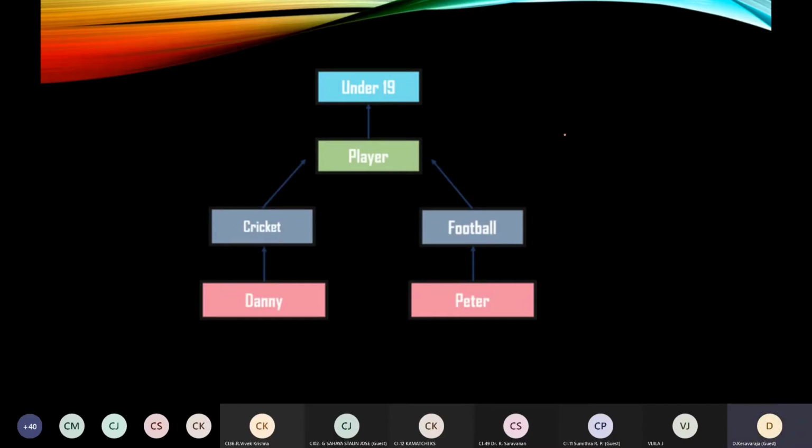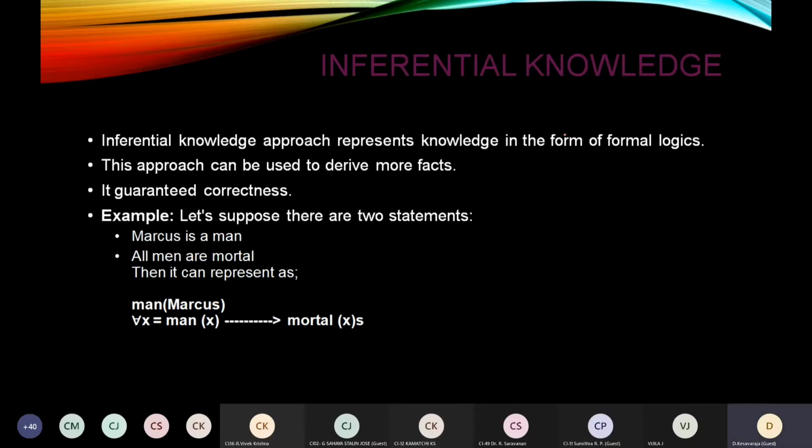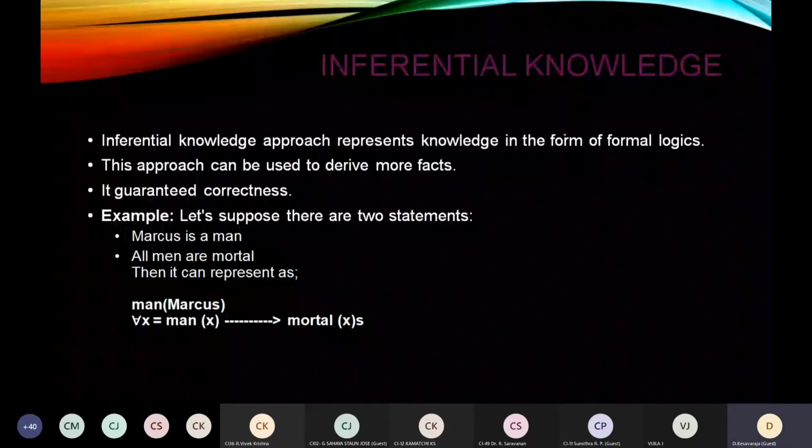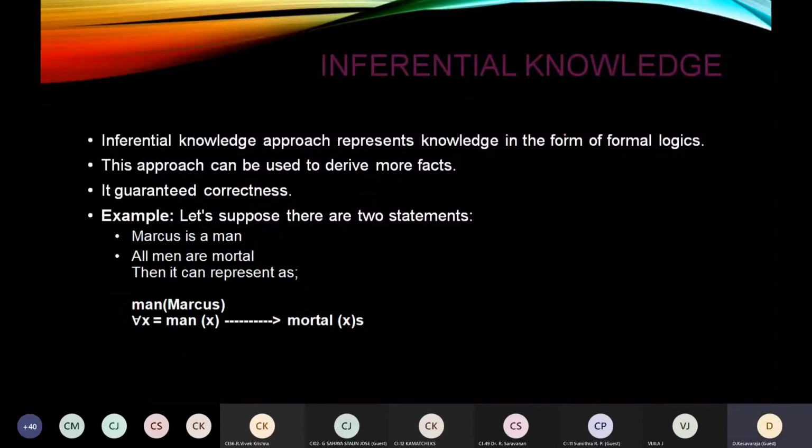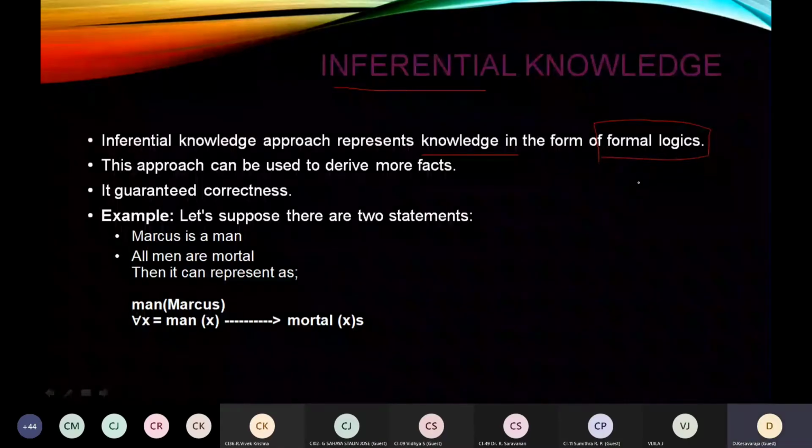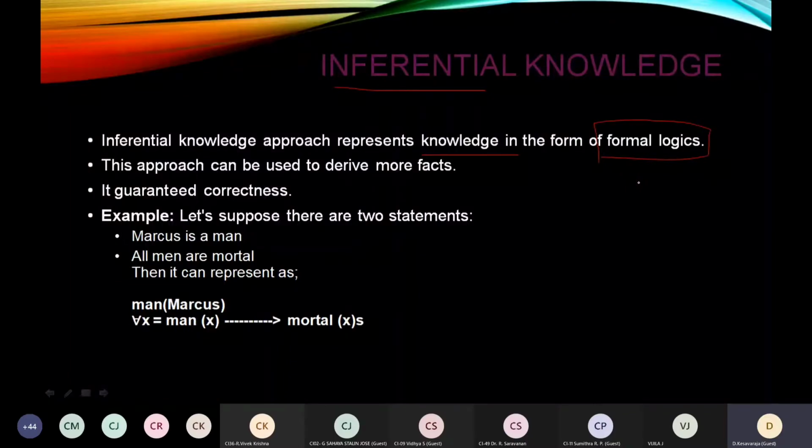Now the third one, which is inferential knowledge. Here we are entering into our computational intelligence form, that is inferential knowledge. Its approach is to represent knowledge in the form of formal logic. So in inferential knowledge, knowledge can be represented in the form of formal logic. This approach is used to derive more facts.